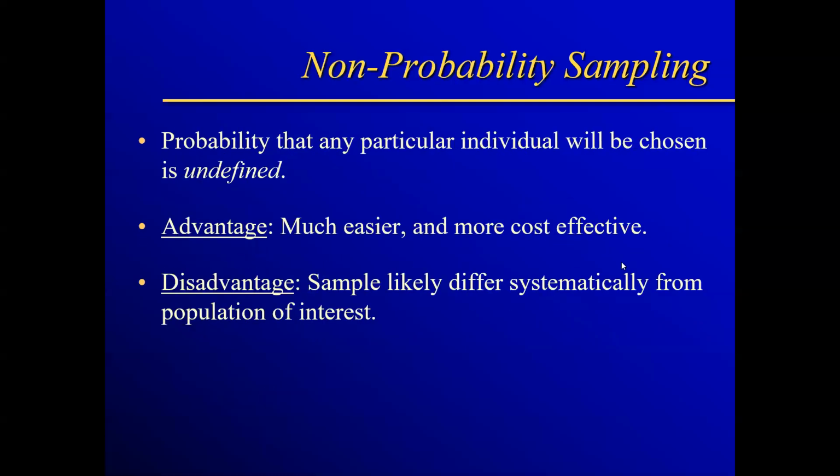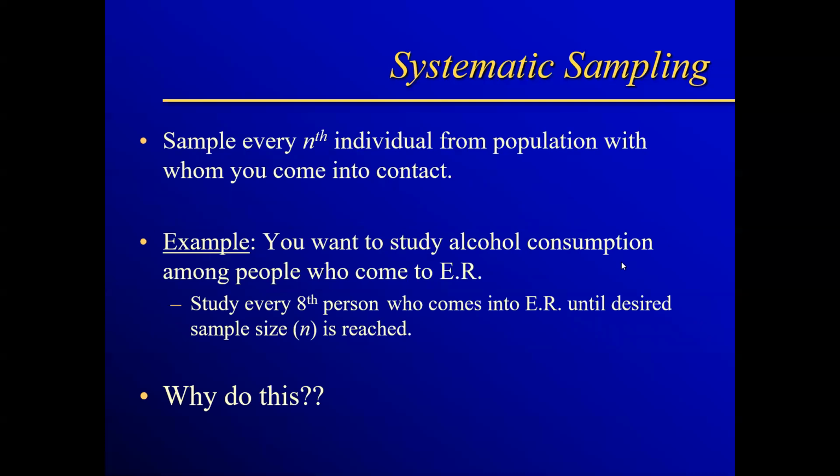And I believe this is the last one for probability sampling, and this is called systematic sampling, but it looks a little bit different from the rest of them that I talked about. So this is where you sample every nth individual from the population with whom you come into contact. So let me show you two examples.